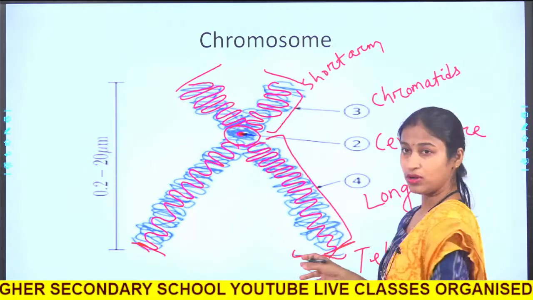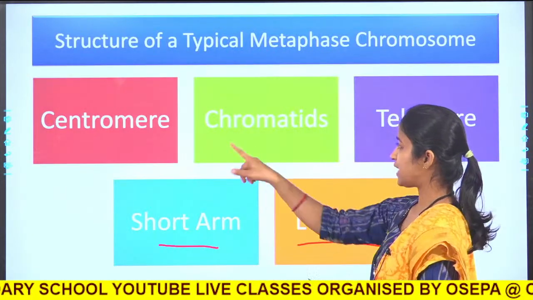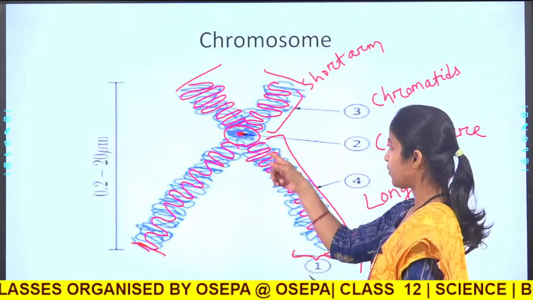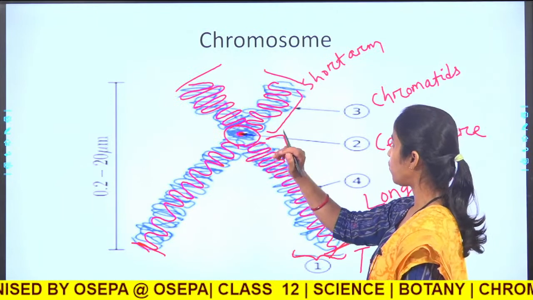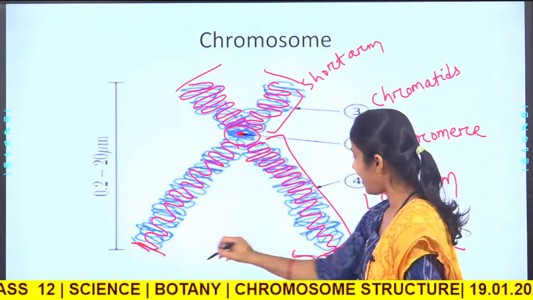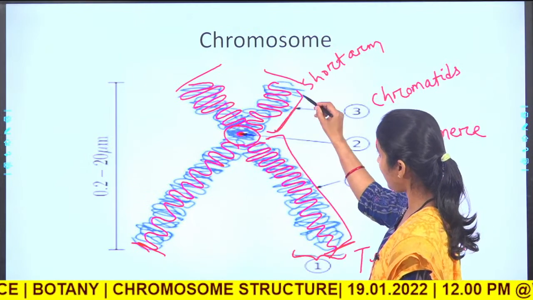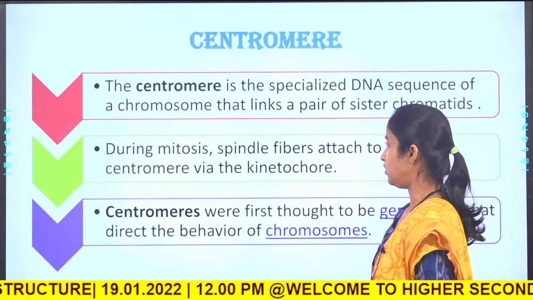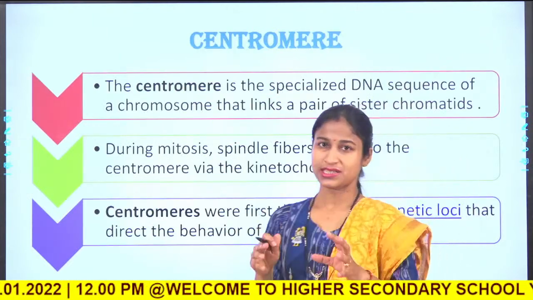So let us have a look. Now what are those? Centromere, chromatids, telomere, short arm and long arm. Now here you can see this is the centromere, these are the two chromatids, these are the telomeric ends, and this is the short arm, this is the long arm. Now got it?